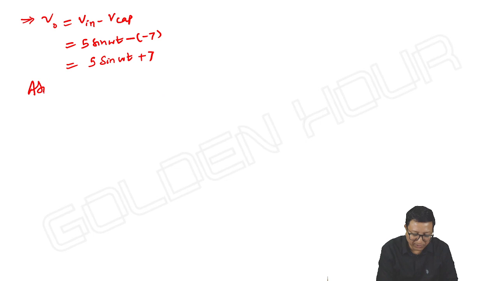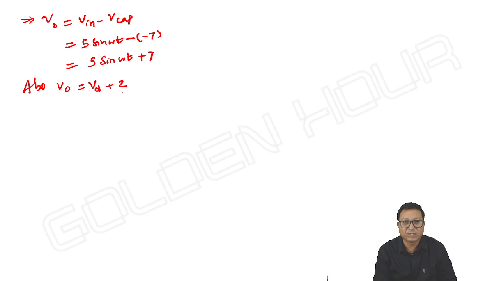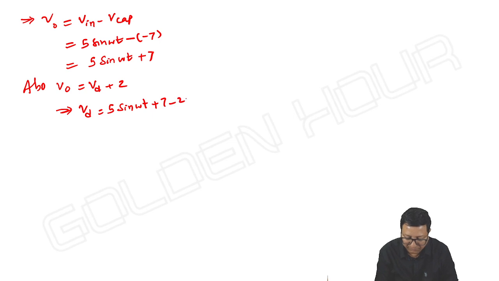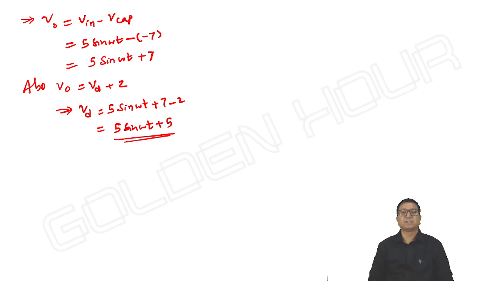We know also V output is equal to Vd plus 2. Is it not so? So what might be Vd? Vd is equal to 5 sin omega t plus 7 minus 2. It is 5 sin omega t plus 5. This equation doesn't change. Voltage across the diode does not change.